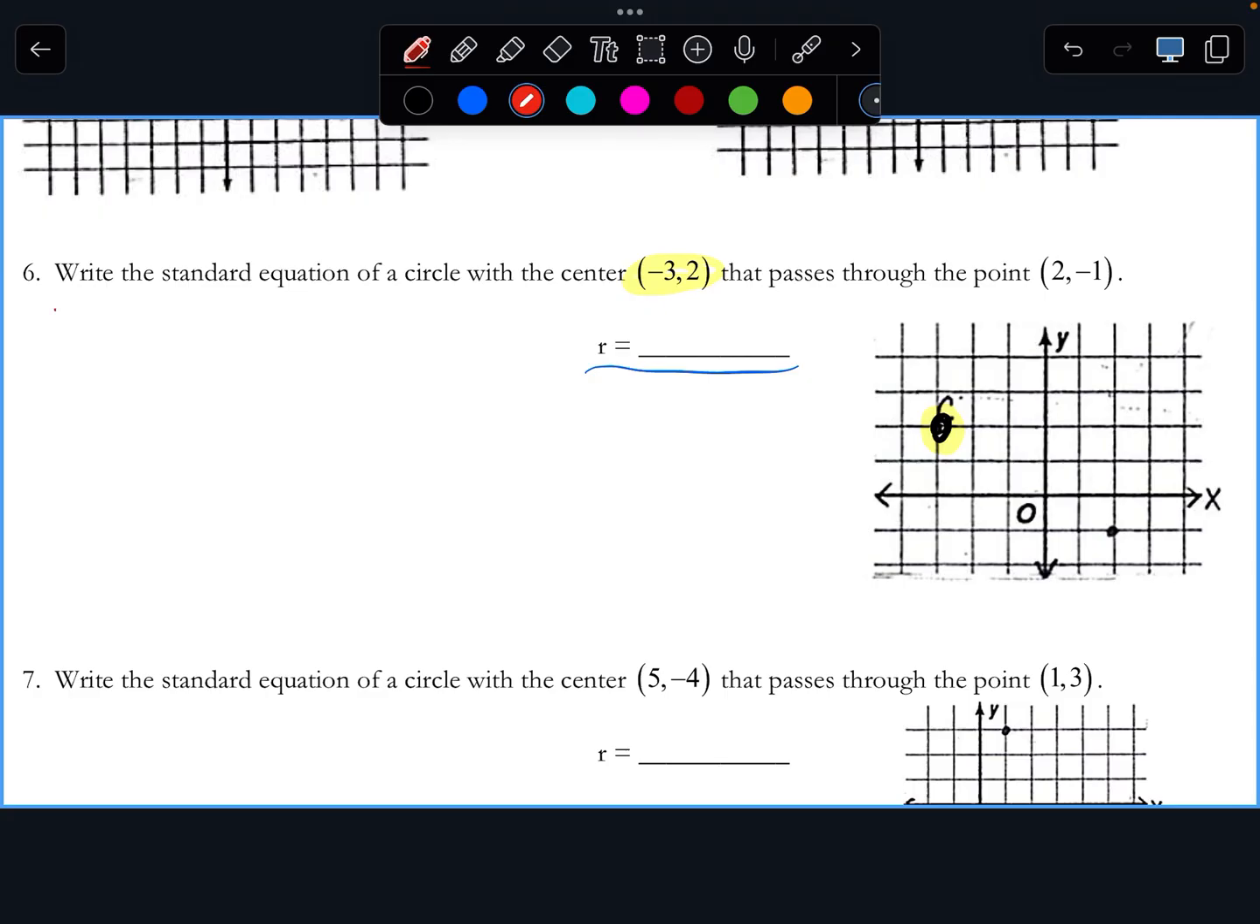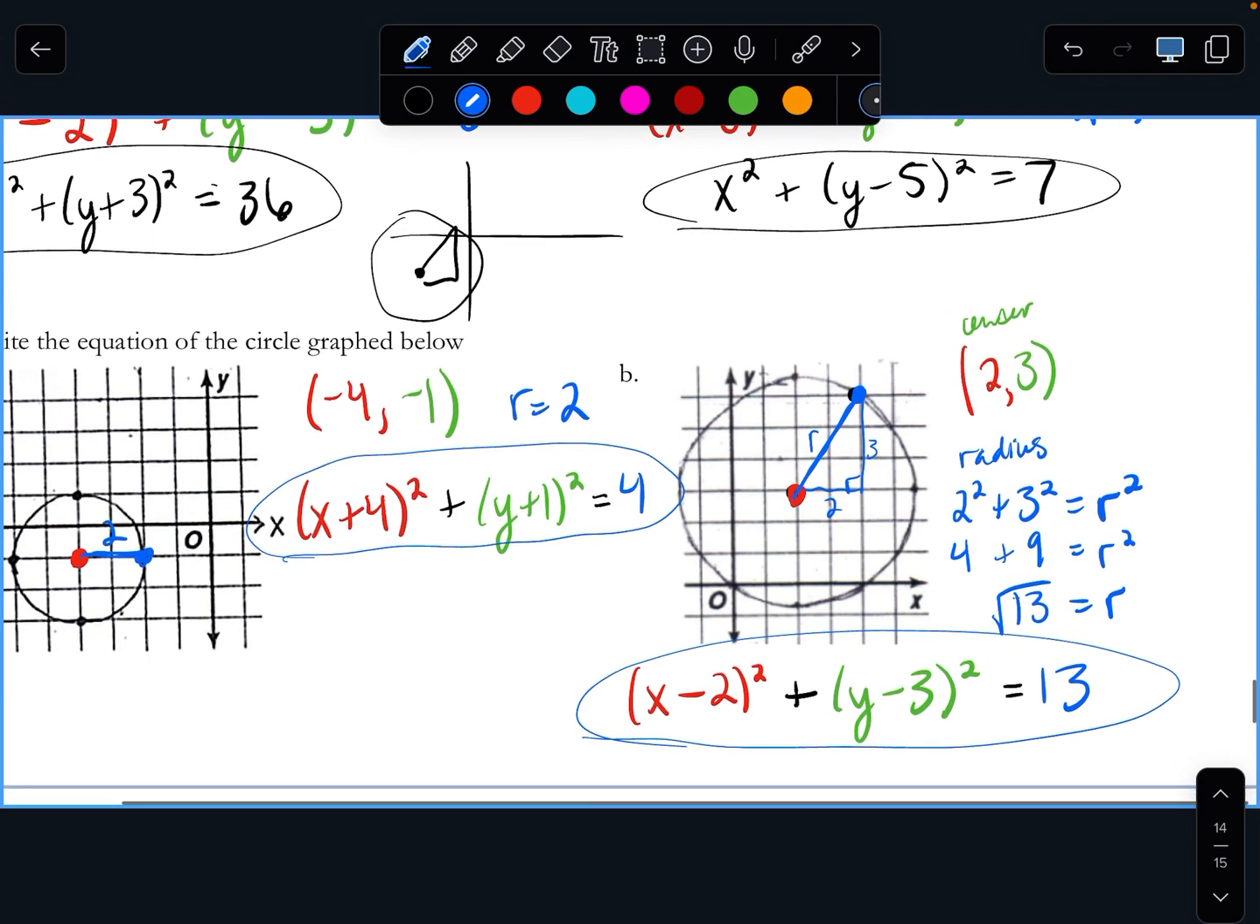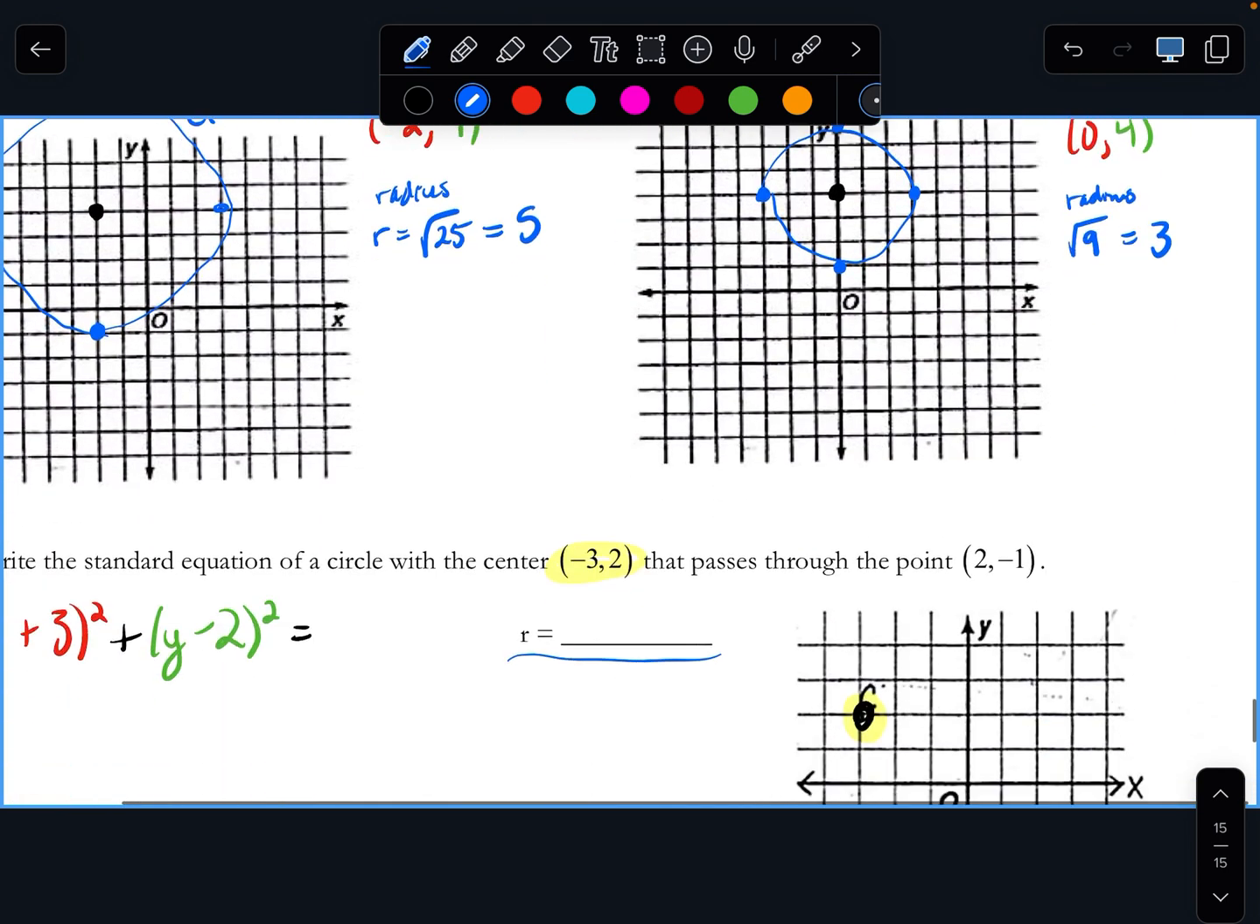So I guess I can start doing it. I can do x plus 3 and then y minus 2. Okay. So at least I can do the first chunk of it. But then now I need the r. So it's really not too far off from this one. It's just not the whole circle's drawn.